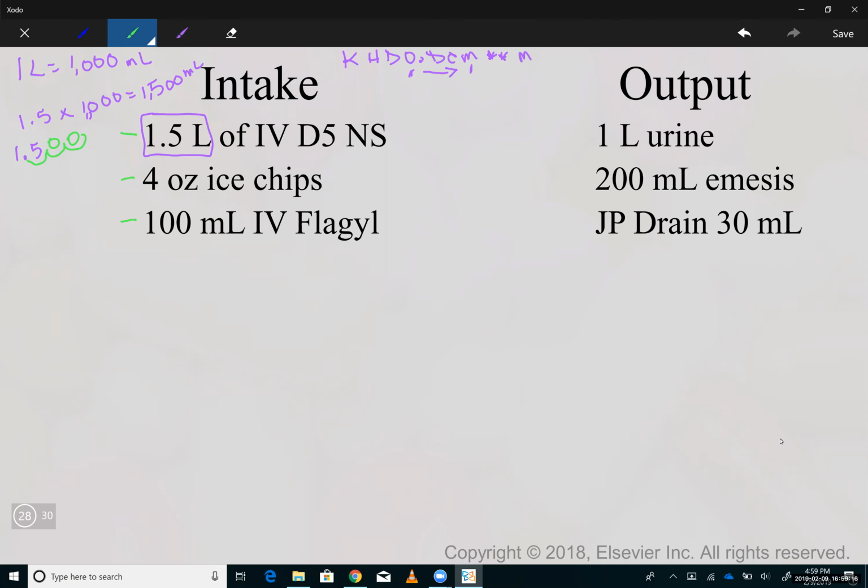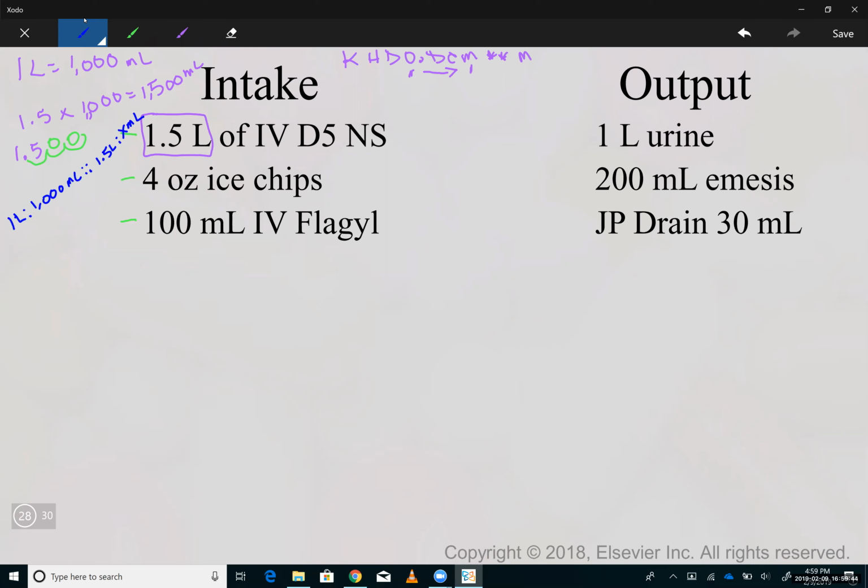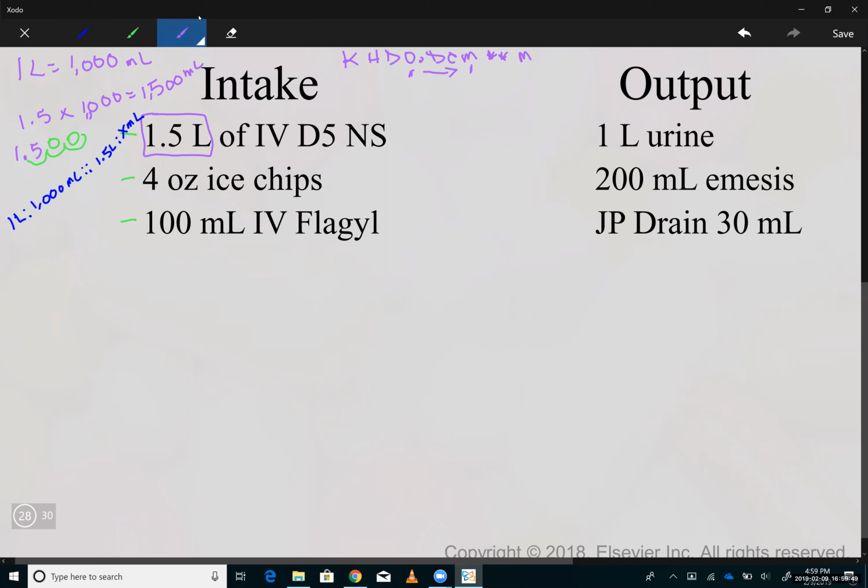Or you could also do ratio and proportion and start it out with, I have 1 liter is to 1,000 milliliters as 1.5 liters is to X milliliters. And you could solve that equation. But we've already figured out that we have 1,500 milliliters for this IV solution.